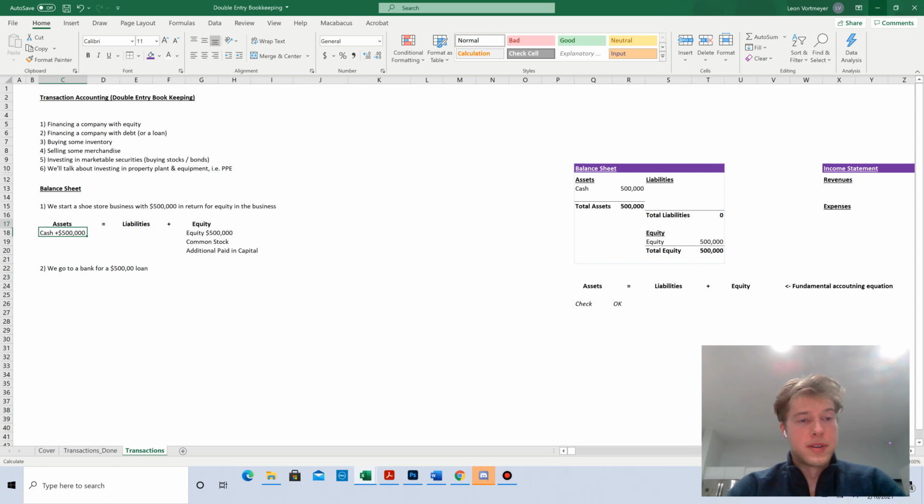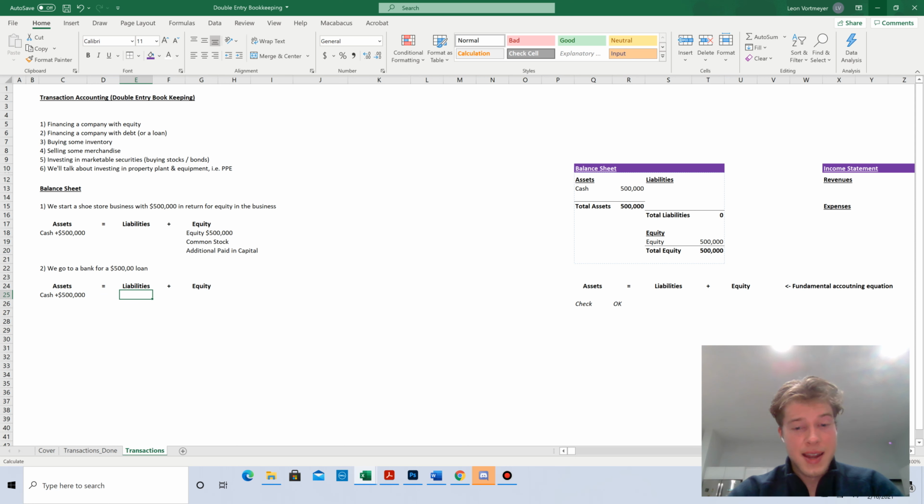So we go to the bank for the $500,000 loan. What now happens to the financial statements? Well, on the asset side, nothing changes. We're adding another $500,000 in cash, just as we did with equity financing. But this gets to the heart of the difference in financing between equity and debt.